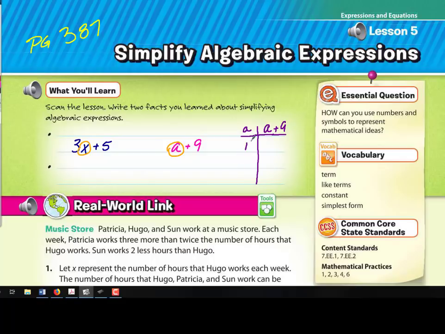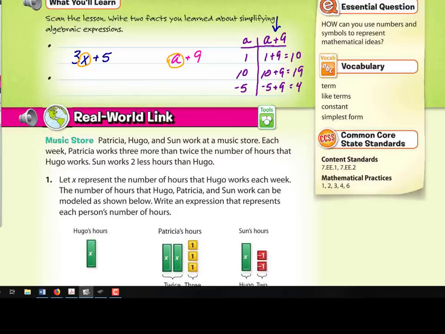So if A was 1, we'd have 1 plus 9, which would give us 10. And if A was 10, we'd have 10 plus 9, which would give us 19. And if A was negative 5, we'd have negative 5 plus 9, which would give us 4. Notice, with just one algebraic expression, A plus 9, we can end up with an infinite number of answers depending on what A is.